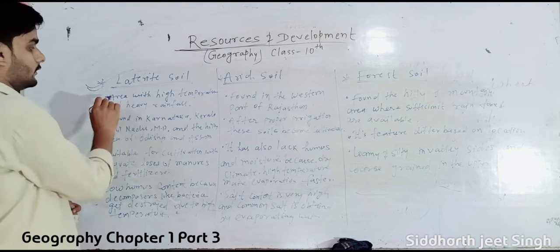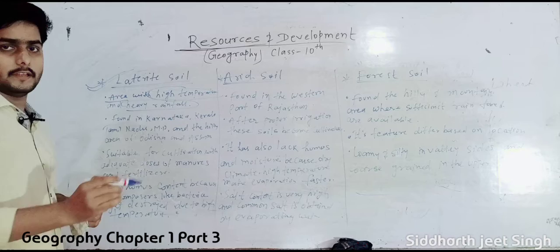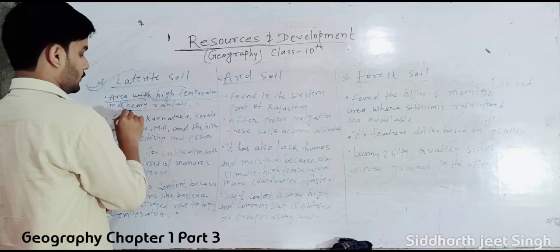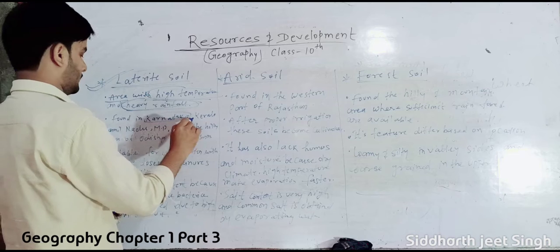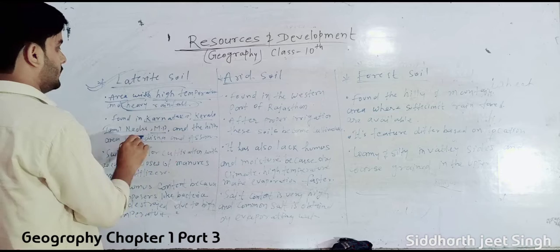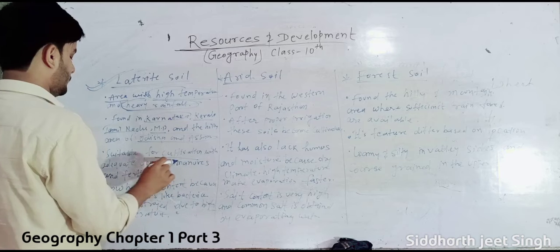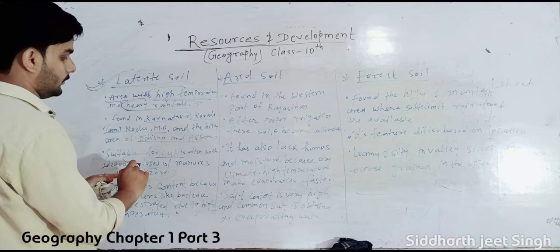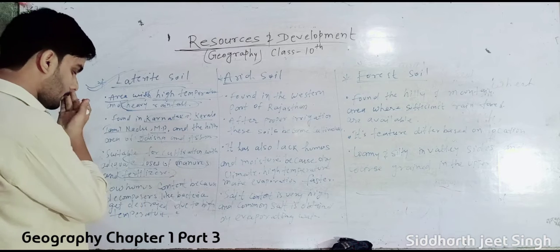Laterite soil is found in areas with high temperature and heavy rainfall. It is found in the Karnataka region, Kerala, Tamil Nadu, Madhya Pradesh, and the hilly areas of Odisha and Assam. It is suitable for cultivation with adequate doses of manures and fertilizers.